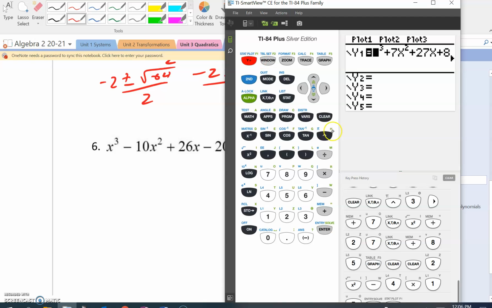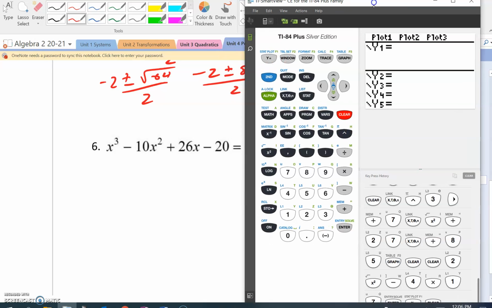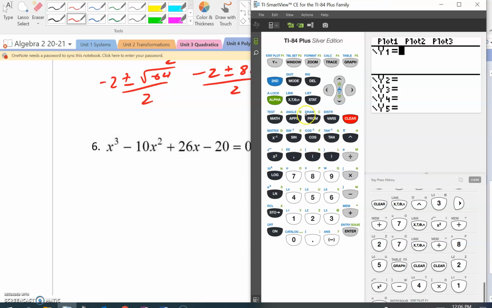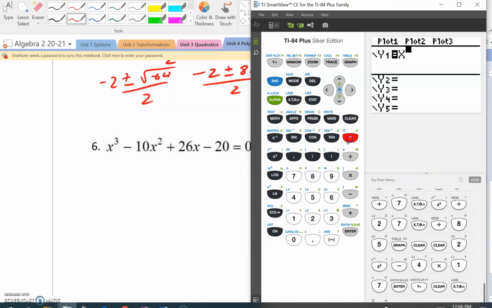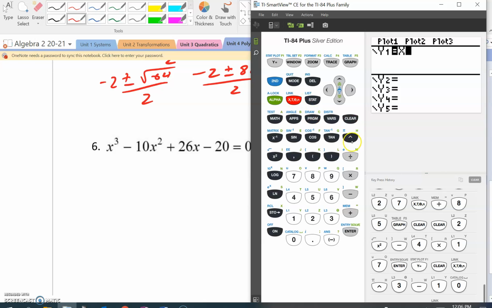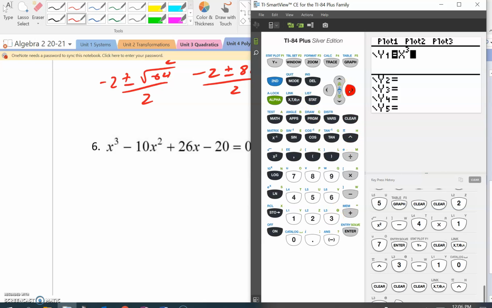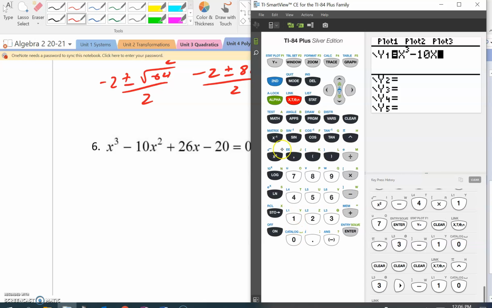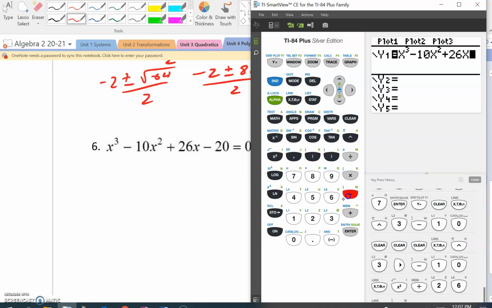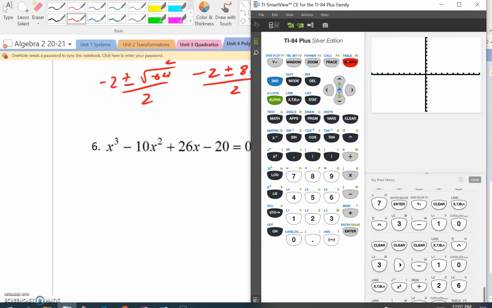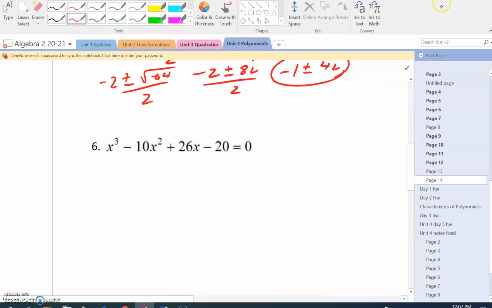Go back to the Y equals. I like to clear it out and start over every time. Maybe you're better at just adjusting it. So x to the power of 3 minus 10x squared plus 26x minus 20, graph. Looks like we got a 2. Perfect. Again, if it wasn't 2, then when I did the synthetic, it would not work.